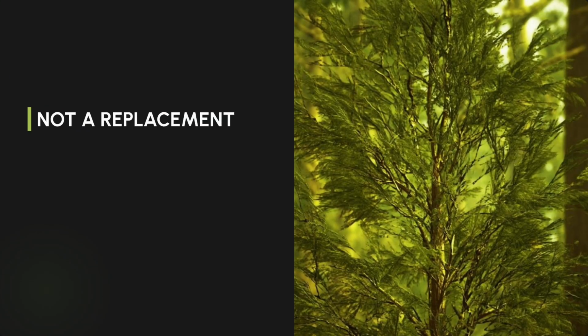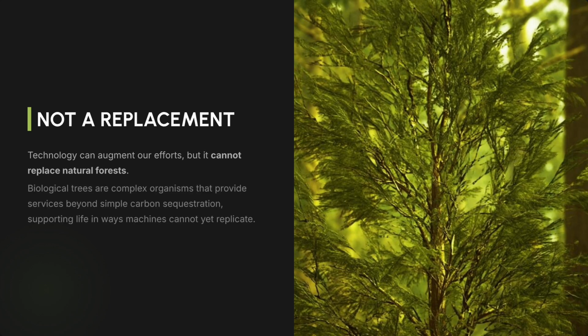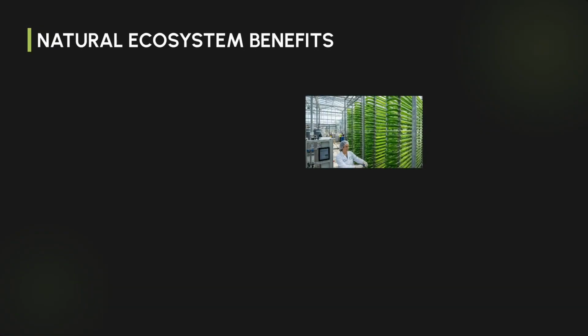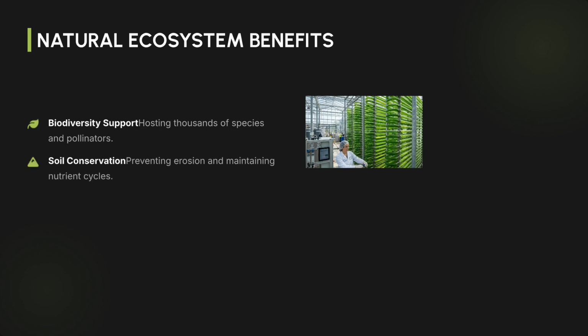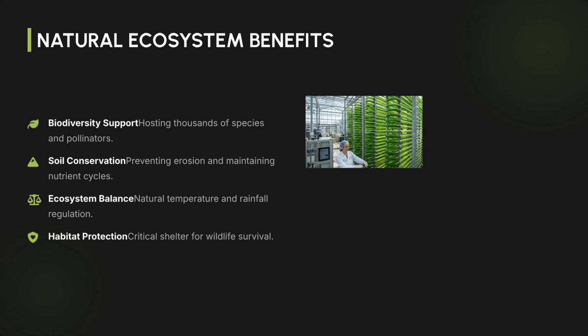It is critical to remember that this technology is not a replacement for natural forests. Biological trees offer complex services beyond simple carbon sequestration that machines cannot yet replicate. Natural ecosystems provide vital benefits like biodiversity support, soil conservation, ecosystem balance, and essential habitat protection for wildlife survival.